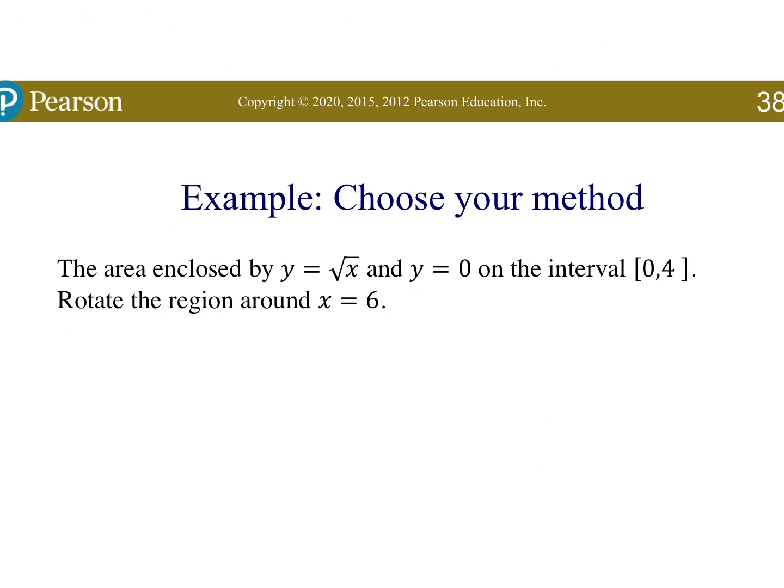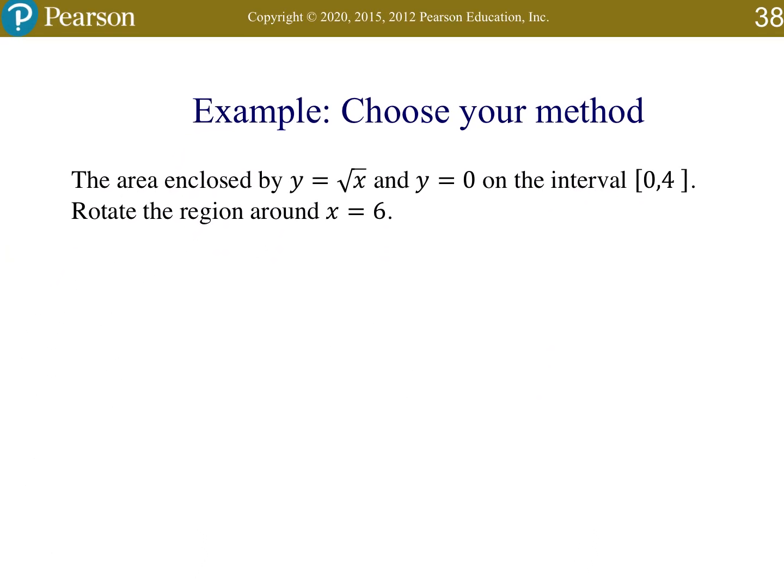All right, so the last one would be choose your method. You get to pick, rotating it around the line x is 6. So if you've got a square root, so 0, there's your square root, 2, 3, 4. So there's my region: the square root, y equals 0, and the interval 0 to 4. But rotate it around 6.